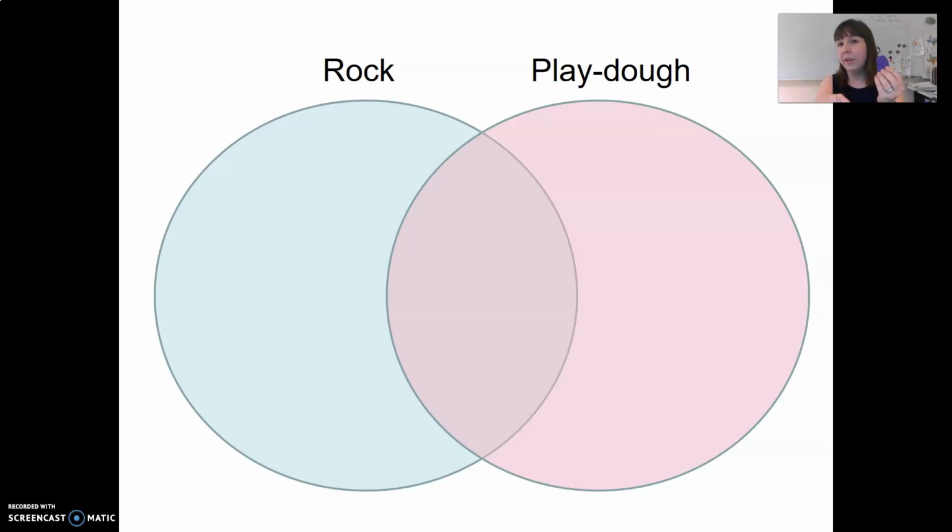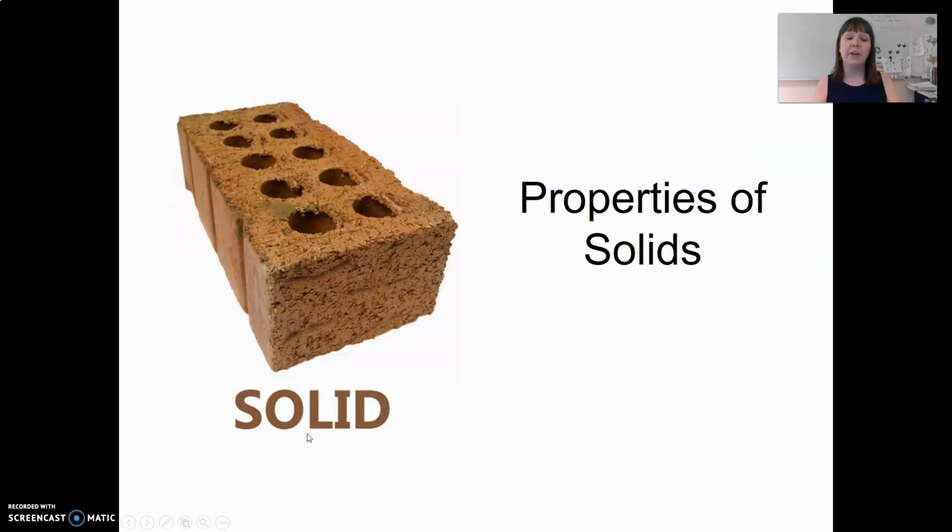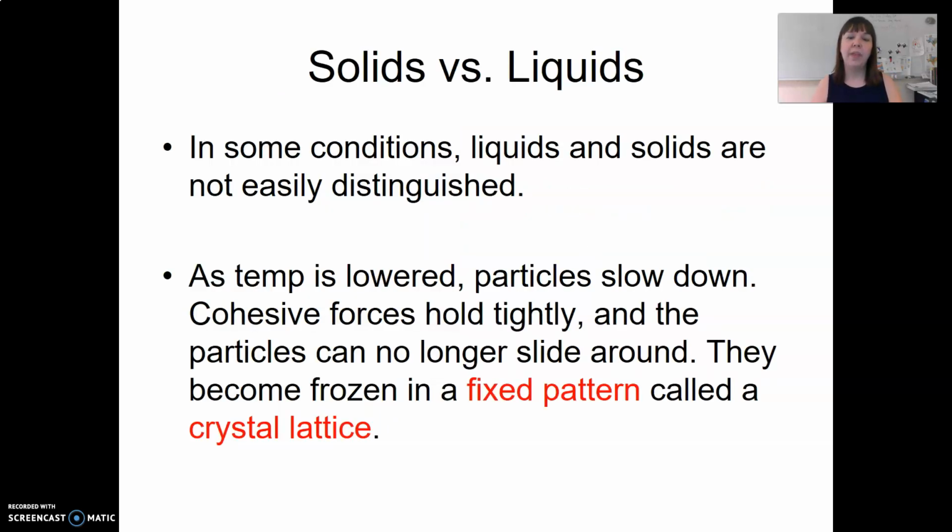How would you categorize Play-Doh? Does it have a definite volume? Sure. Does it have a definite shape? Not quite. But is it a liquid? How would we classify things that just don't quite fit? So we're going to look at some properties of solids and some things that are kind of solids and see how we can classify them and describe them.